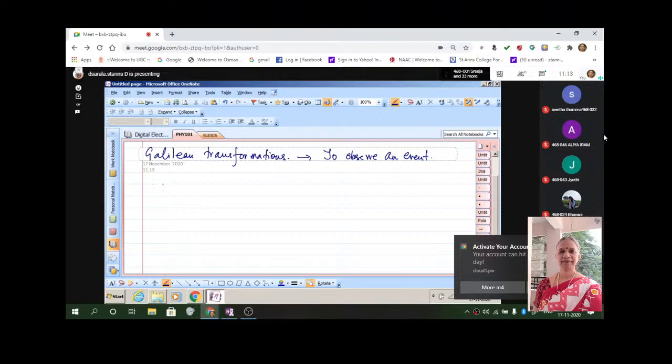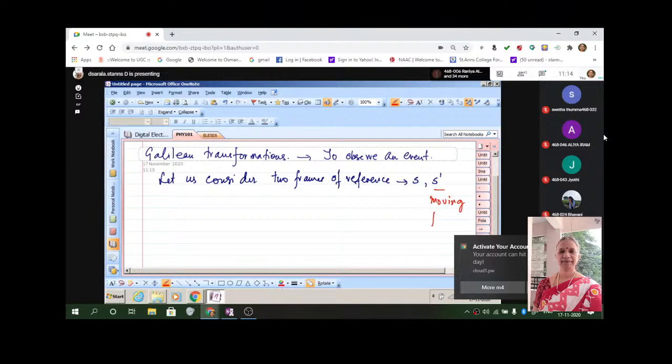So let us consider two frames of reference described by S and S prime. S prime is a moving frame and S is a rest frame, also known as a laboratory frame of reference.